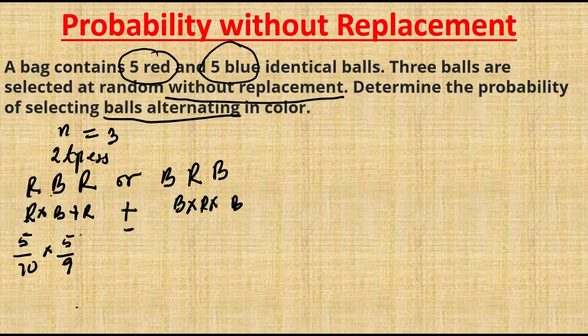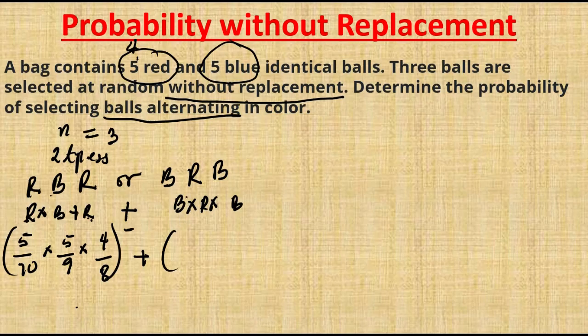And lastly, the probability of selecting the last ball here to be red will be, since I've removed one of the balls as red, how many red balls am I having left? 4. And how many balls am I having left in total? 8. So the probability of selecting this last ball to be red will be 4 over 8. Now, a plus. Let me group them together.